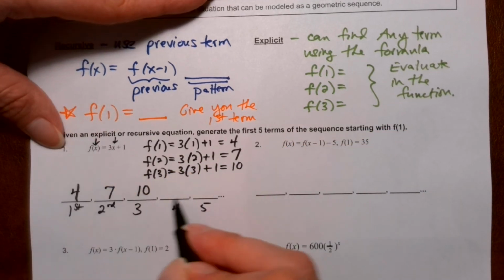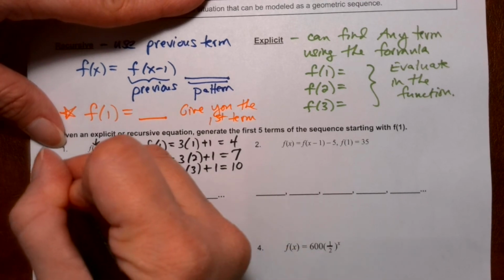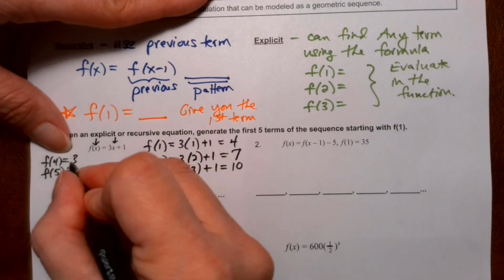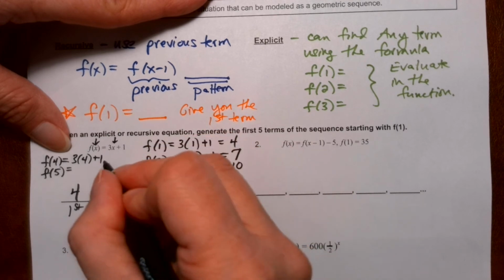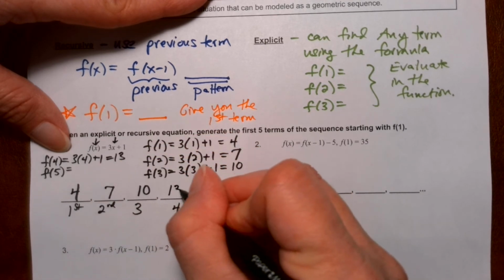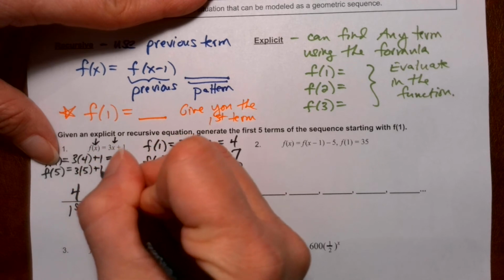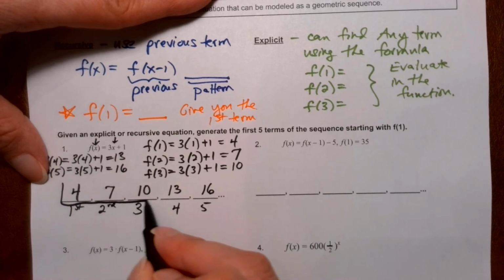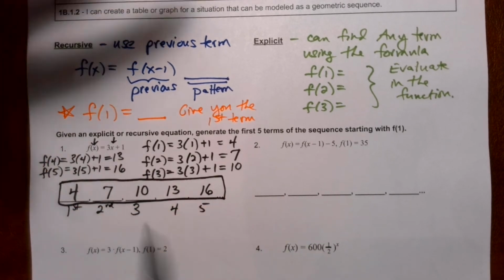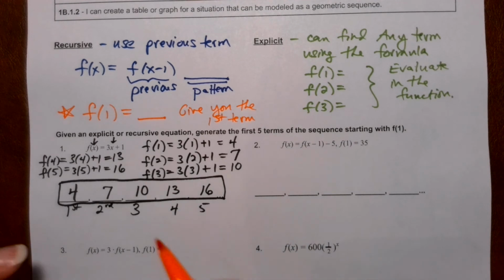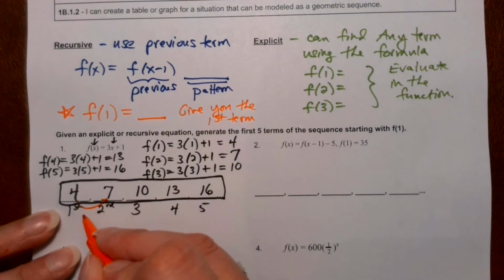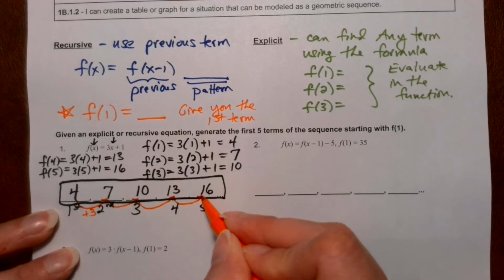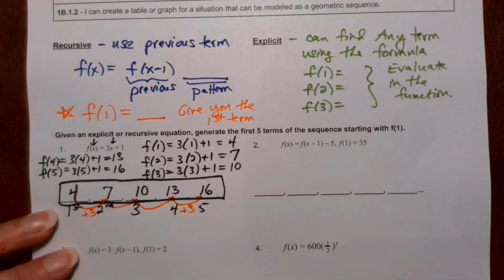I've got 2 more to do. I've got to find number 4 and number 5. What is f of 4? What is f of 5? 3 times 4 plus 1 makes 13. And 3 times 5 plus 1 makes 16. Let's take a look at our answer here. These are the first 5 terms. Studying this example, it goes up 3, goes up 3, goes up 3. Definitely a nice arithmetic sequence going up 3.